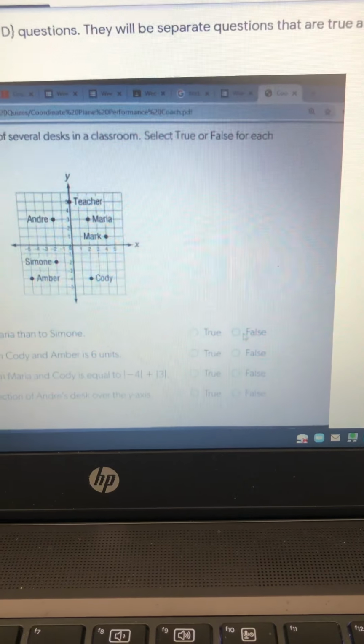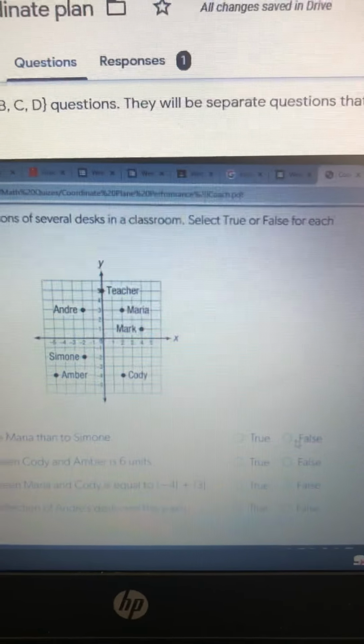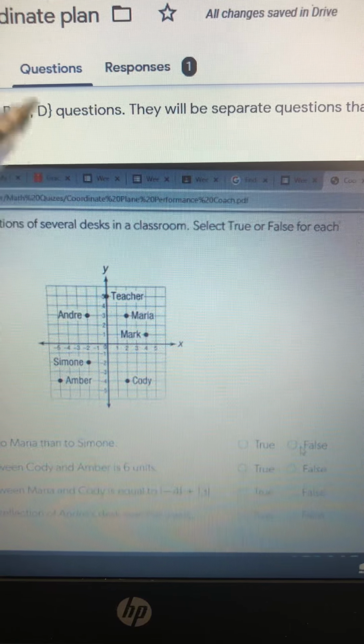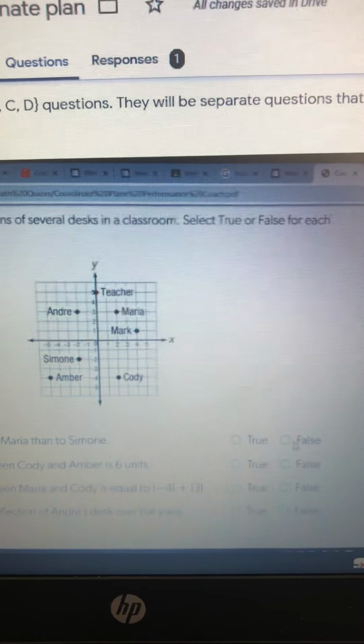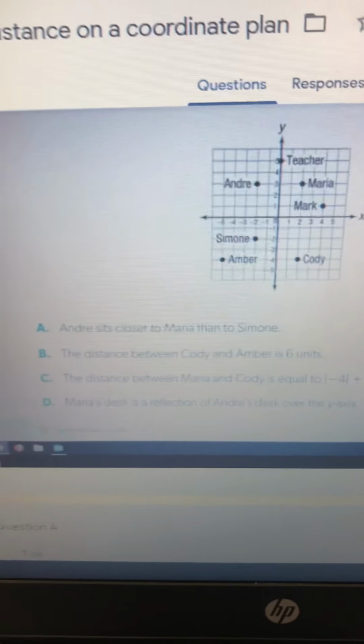All right. So now let's look at this part. And it says, use this picture, which is right here, to answer A, B, C, and D. Answer those questions. They will be separate questions that are true and false questions. Okay, so we have to look at this picture, read the questions, and determine which one is right or which one is wrong.